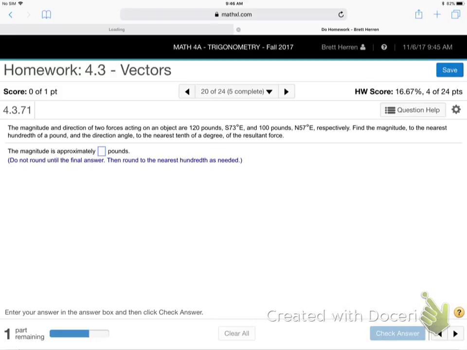Magnitude and direction of two forces acting on an object are 120 pounds at south 73 degrees east and 100 pounds at north 57 degrees east, respectively. Find the magnitude to the nearest hundredth of a pound and the direction angle to the nearest tenth of a degree of the resultant force. Welcome to engineering. This is basically the very beginnings of engineering. So, what are they talking about? Well, suppose you have a box or whatever, and you've got two forces acting on that box. What's the result of those two forces?